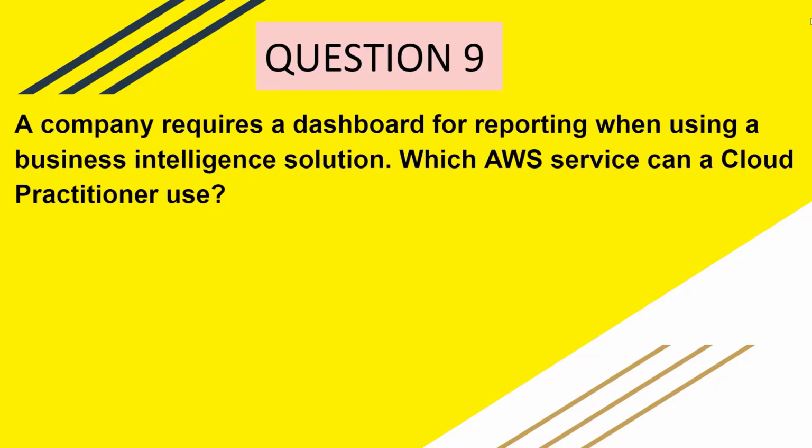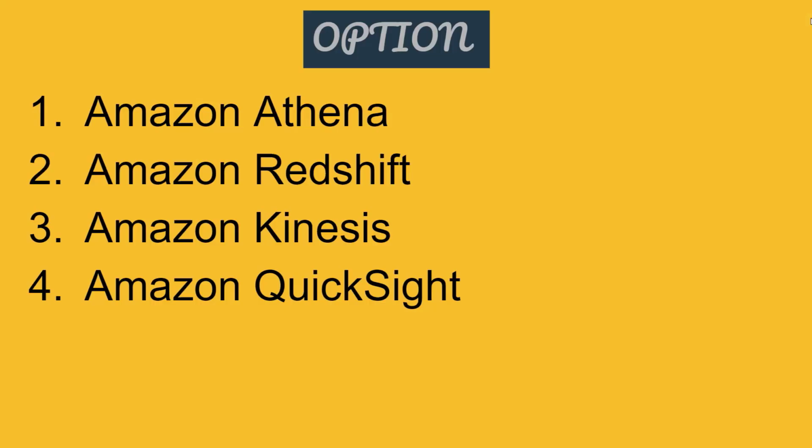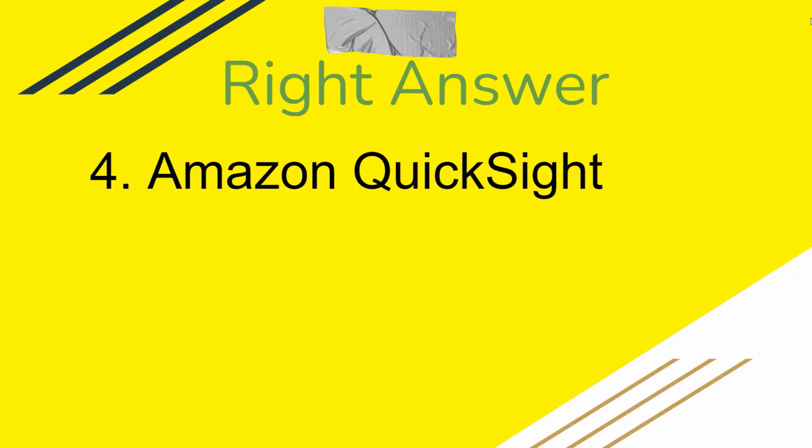Question 9. A company requires a dashboard for reporting when using a business intelligence solution. Which AWS service can a cloud practitioner use? Option 1. Amazon Athena. 2. Amazon Redshift. 3. Amazon Kinesis. 4. Amazon QuickSight. Right answer is 4.